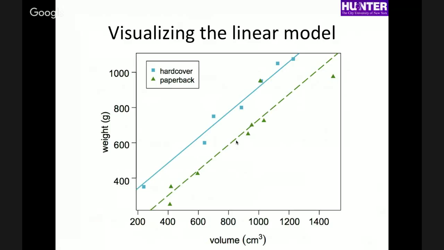Here's kind of an advanced question, I guess, but does anyone know what you would call it if you fit a model where these two lines were not parallel? What would that be called? So the slope is not the same then for paperback and hardcover books.